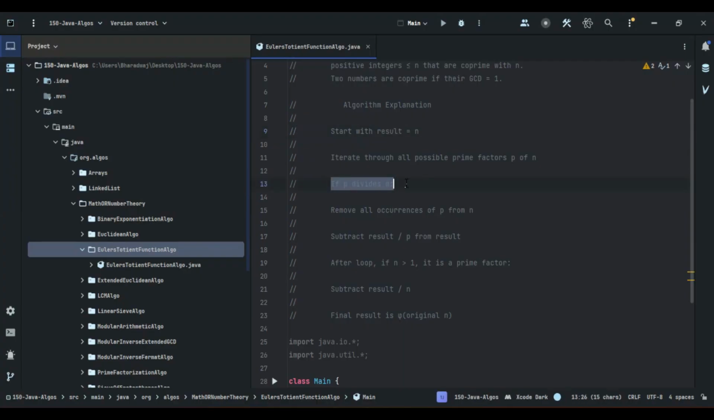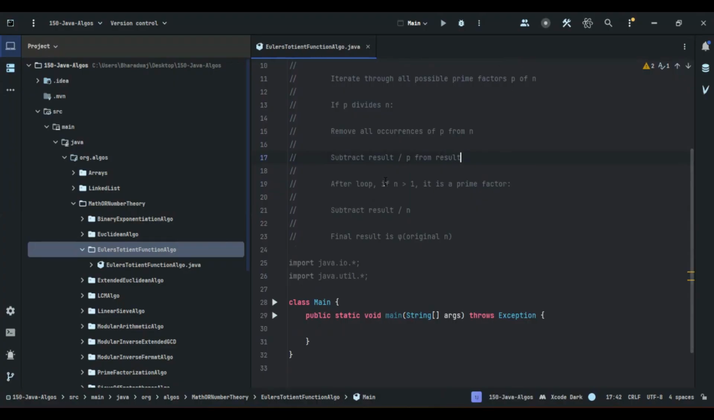So within the iteration, if p divides n, then we will remove all the occurrences of p from n. Then we'll subtract result divided by p from the result. This is one step that we have to remember at any cost.